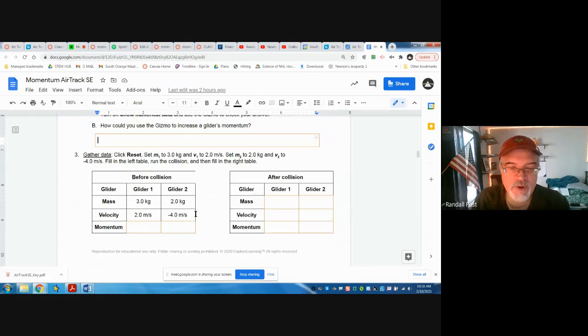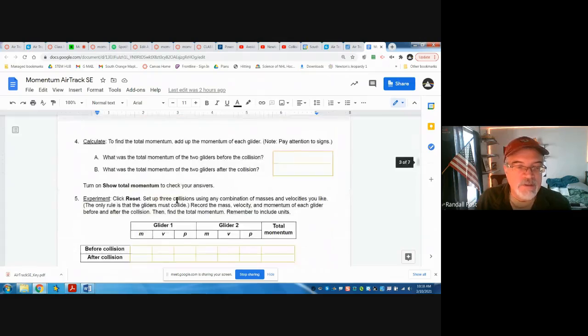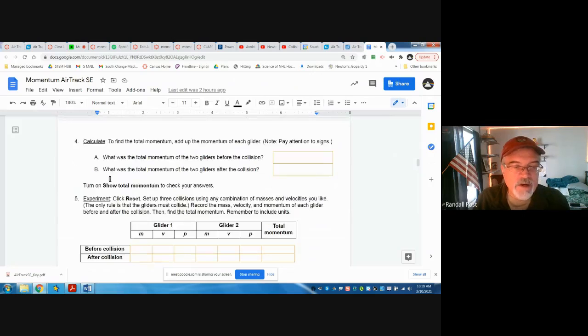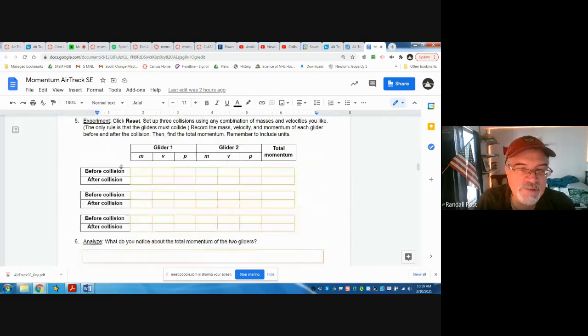All right, this is one of these tables where you gather the data using the simulation and fill in the numbers. Part 4. Total momentum of the 2 gliders before and the total momentum of the gliders after. Okay, do your observation and fill in the blanks. All right, this one's a little bit more involved. You want to set this up and then do your recordings of mass, velocity, momentum for each glider.